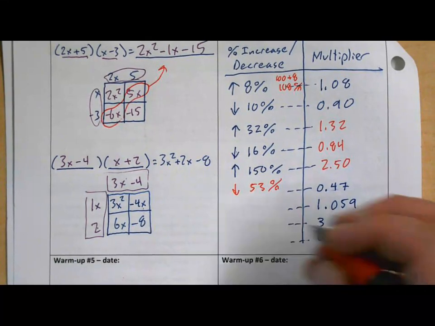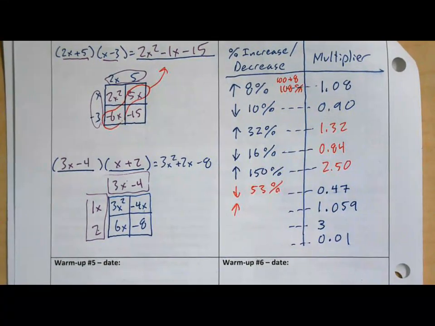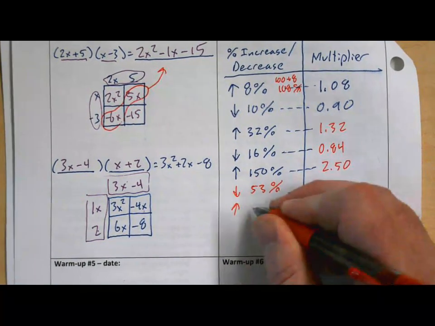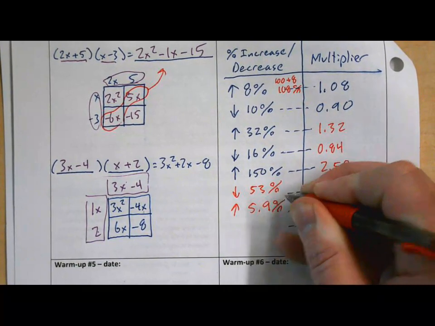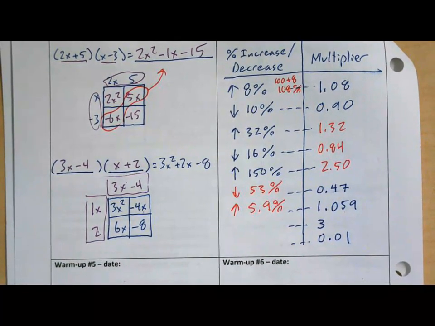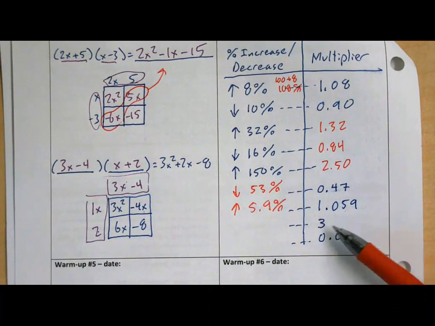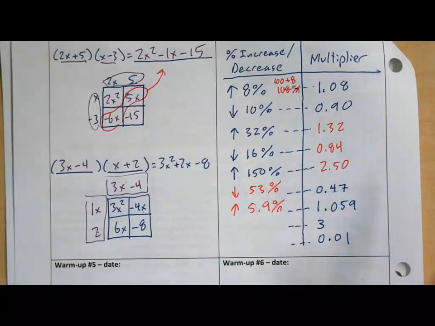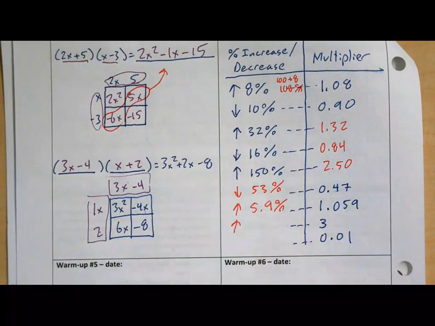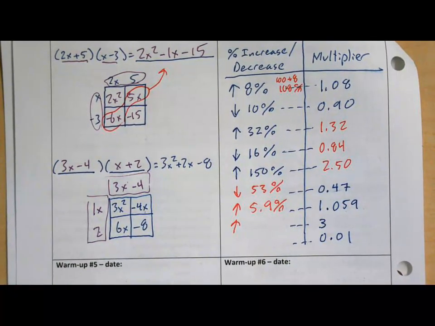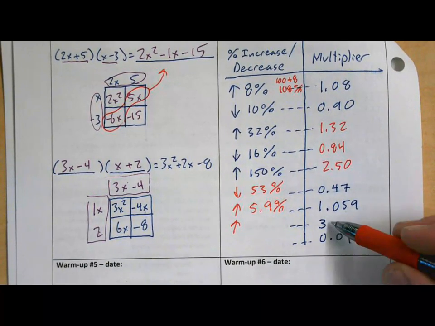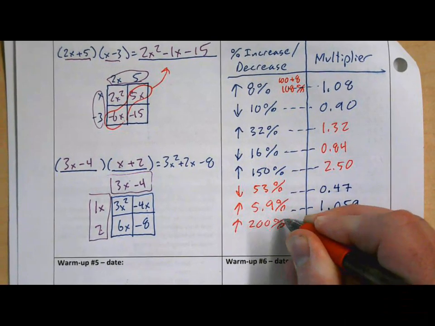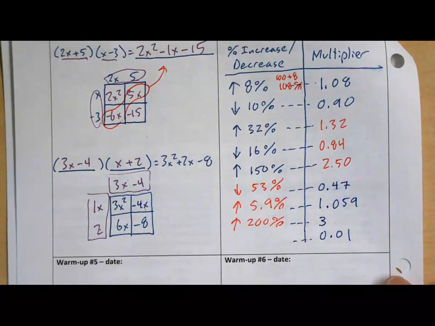This one's bigger than 1, so it's definitely an increase. How much bigger than 100? This would be 105.9. How much bigger than 100 is that? That's 5.9% bigger than 100. This one's a weird one. That's bigger than 1, so we're going to be increasing. 3 as a percent would be 300%. How much bigger than 100% is 300%? So this would be an increase by 200%. A multiplier of 3 would be an increase by 200%.